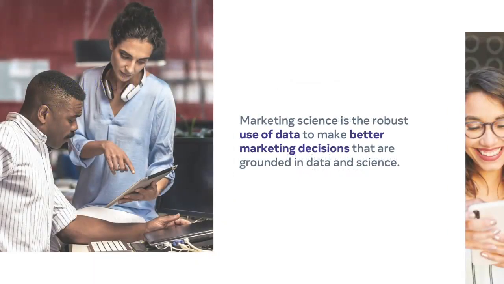For the purpose of this training, we define marketing science as the robust use of data to make better marketing decisions that are based on data and science. Marketing science extends beyond Facebook and encompasses more than just one single tool you might use. Let's examine the different parts of the sentence more closely. Use of data: the collection, measurement, analysis, and application of data.